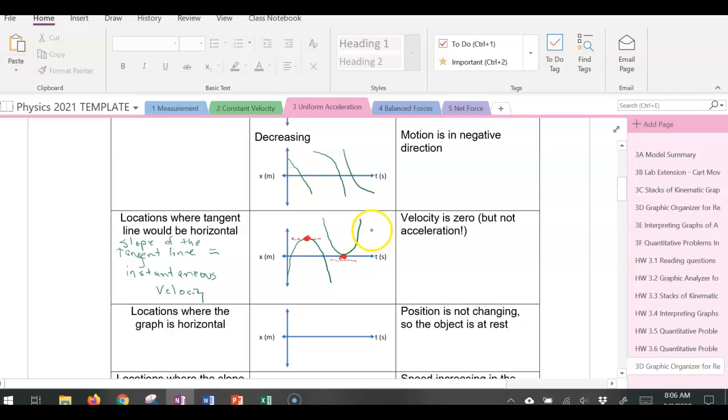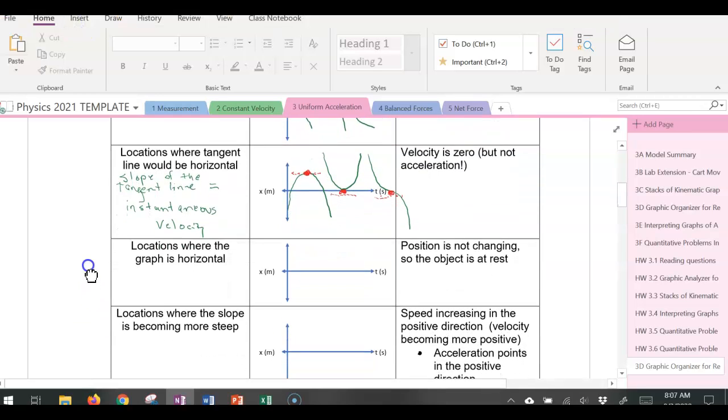There might be one other place where you would see this. For example, if it's slowing down as it's going in the negative direction and then it speeds up again in the negative direction. At this point, the tangent line is 0. Okay.